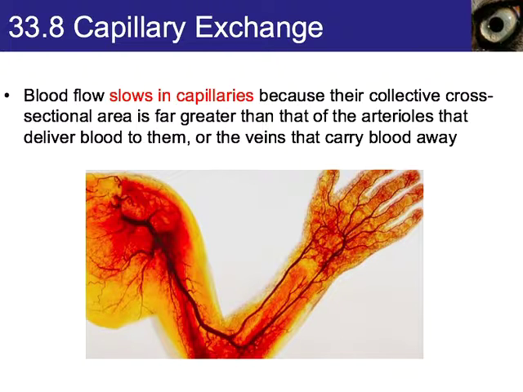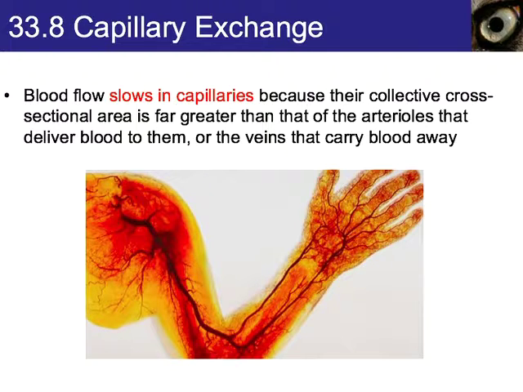Now, we've mentioned capillaries a whole bunch in this lecture so far, and capillaries are literally the smallest vessels in your body. Your body utilizes capillaries, as you can see in this human's hand, to slow down the flow of blood. With that slow flow, the collective cross-sectional area is far greater than that of the arterioles that deliver blood to them or the veins that carry blood away.